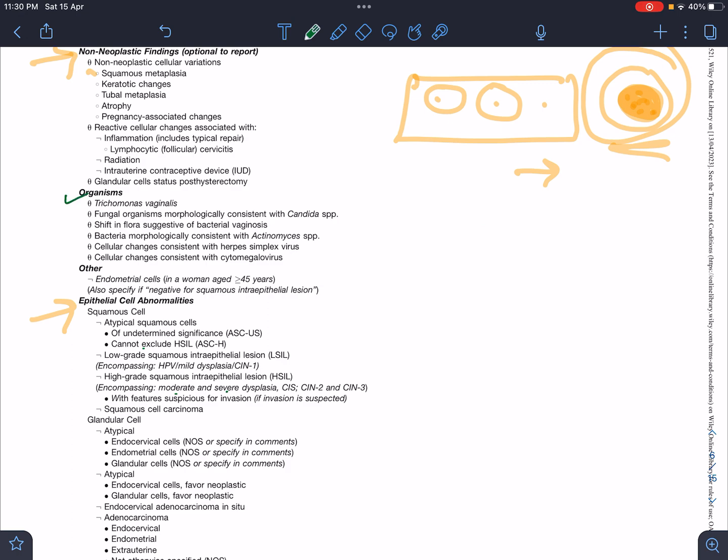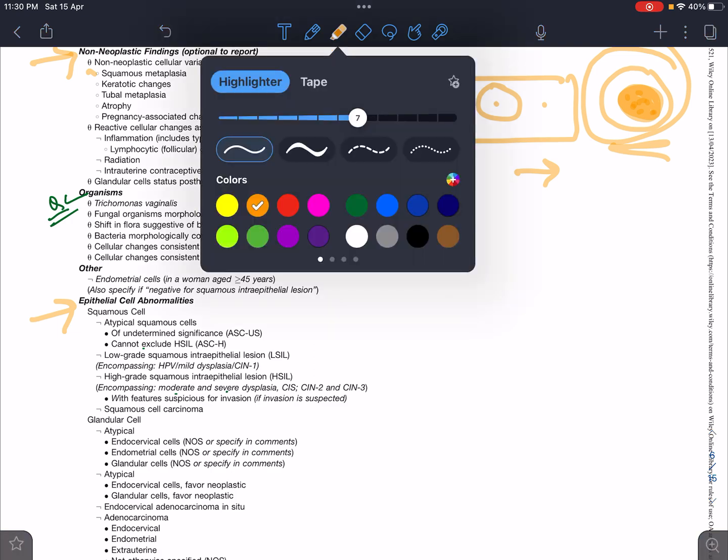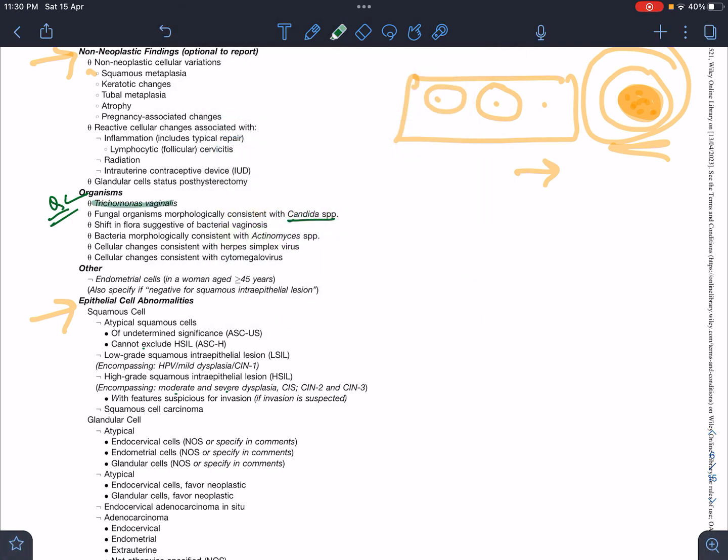Then infection. It can actually be a good question: what infections can you detect by pap smear? I know Candida is the first thing that comes to everybody's mind, but Trichomonas vaginalis is one thing that we should remember. I'm covering it with green because you might have greenish discharge. You can get bacterial vaginosis, Candida, actinomyces, you can get herpes and cytomegalovirus. So which 3 viruses can you get?